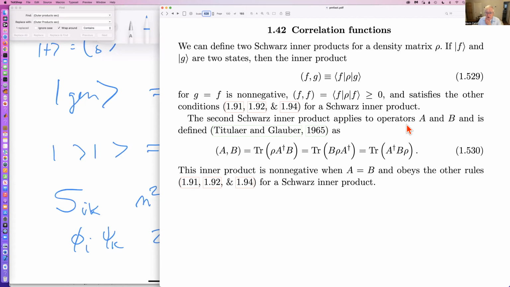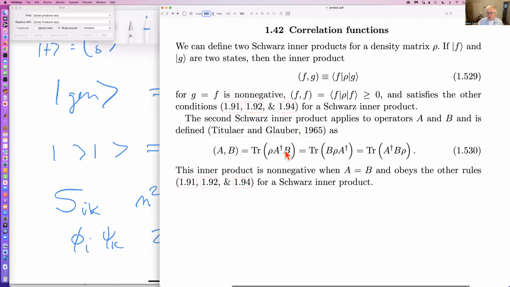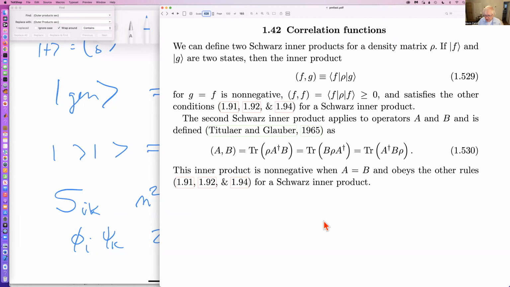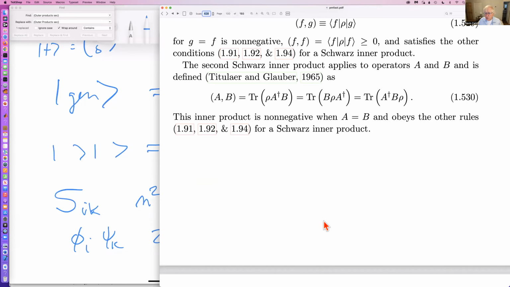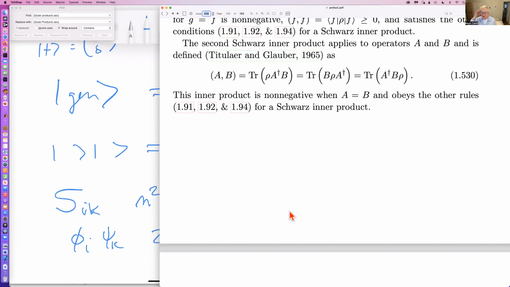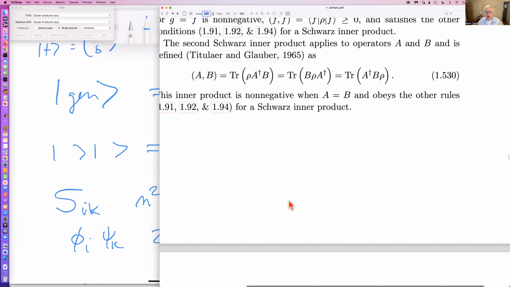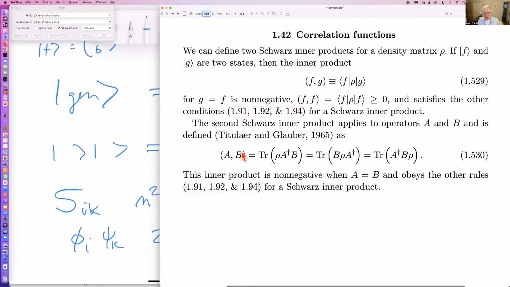The second Schwartz inner product applies to operators A and B. So these are two Schwartz inner products. The first is that. The second one is an inner product of operators, and it's analogous. It's trace rho A dagger B, or the trace of B rho A dagger, or A dagger B rho. This inner product is non-negative when A equals B, and it obeys the other rules for a Schwartz inner product. So these are two different Schwartz inner products that are constructed in terms of operators and states.